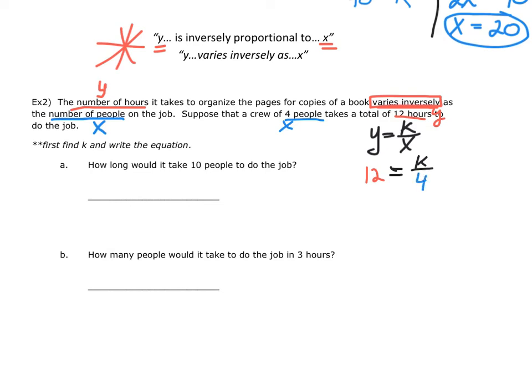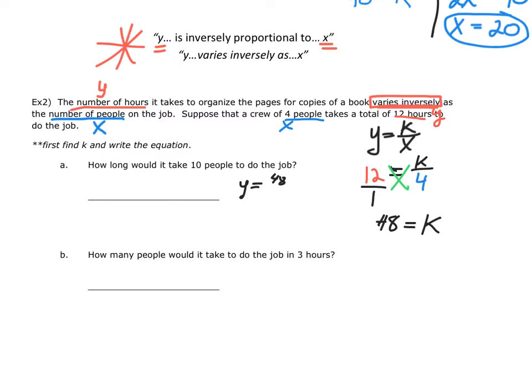And then we solve. So there are different ways to do this. I'm going to put 12 over 1, and then crisscross applesauce, multiply that out. So you get the 12 times the 4, which is 48. And that's equal to 1 times k, which is just k. So there's our constant of variation. So that's what we need to be able to answer this question here.